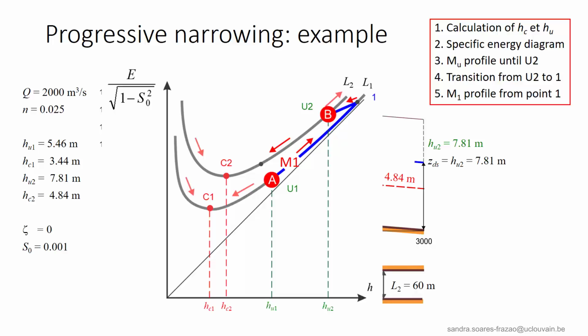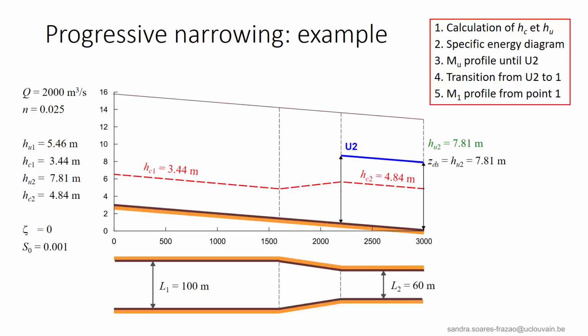In the present case, it will be a M1 profile before the transition, then a decrease of the water depth in the transition until reaching point HU2. So, starting from downstream, we represent the MU profile until point U2. And then, applying the Bernoulli equation, considering the friction head loss but neglecting the local head loss, because we have assumed zeta equal to 0, we find a depth at point 1 of 8.16 meter.